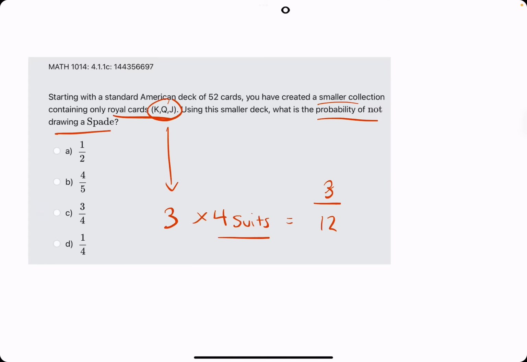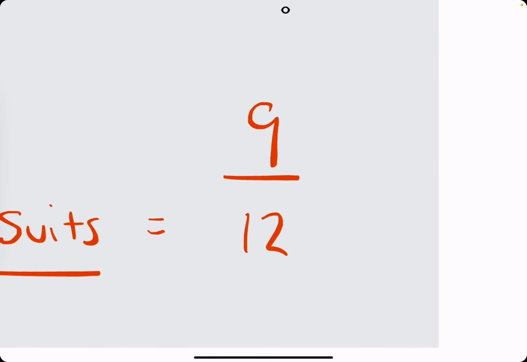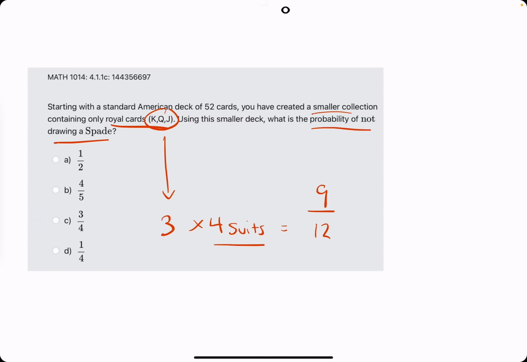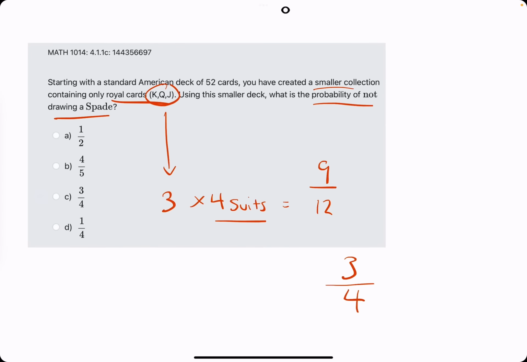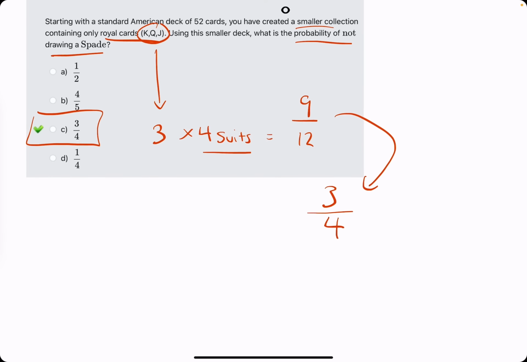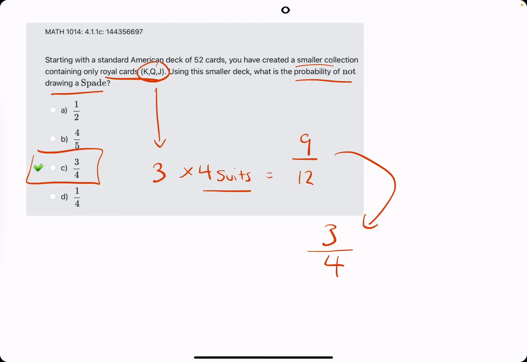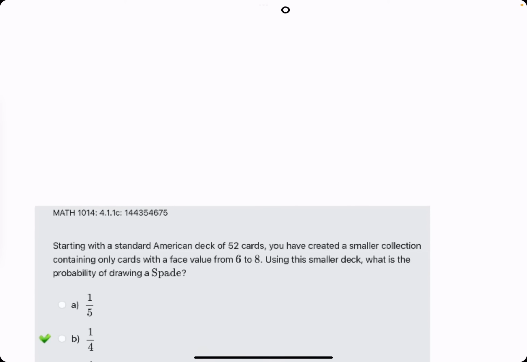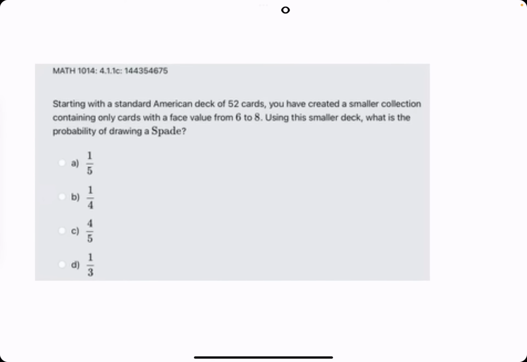If you leave out 3 of the 12 cards, you have an option of picking 9 out of the 12 cards that would not be spades. Or thinking about it with the 4 suits, if you're just leaving out one of the suits, then you still have a probability of choosing 3 out of the 4 suits, like 3/4. So these two are equivalent. Whichever one gets you there, you can look at it a couple different ways. I hope that made enough sense. Let's do another one.